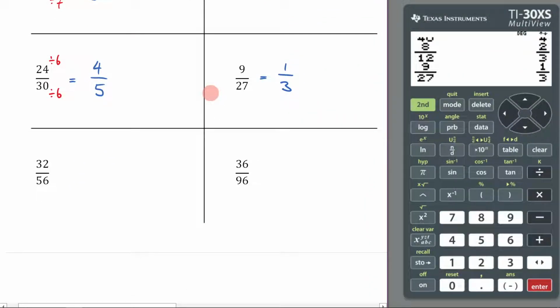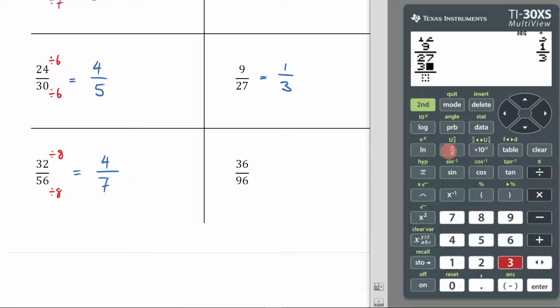32 on 56. This one looks kind of intimidating because the numbers are big, but again, it's really just testing your times table abilities. Do you recognize that both of these are in your 8 times tables? And they are. How many times does 8 go into 32? It goes in 4 times. How many times does 8 go into 56? It goes in 7 times. And again, we can check our answer by coming to our calculator and just putting it in, and it immediately simplifies it for us. 4 on 7, just like that.